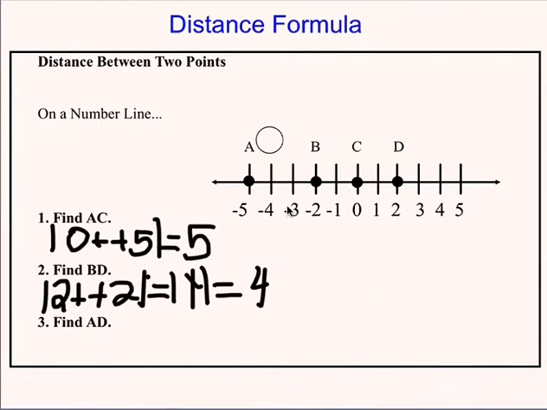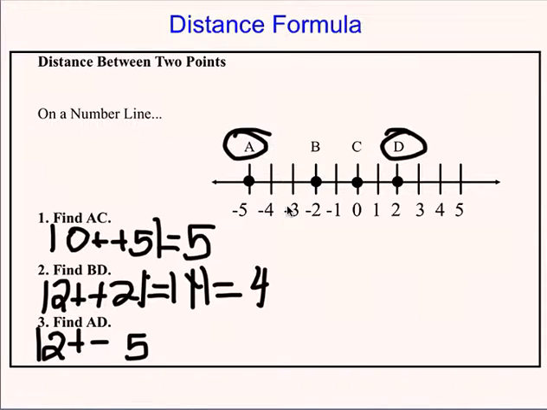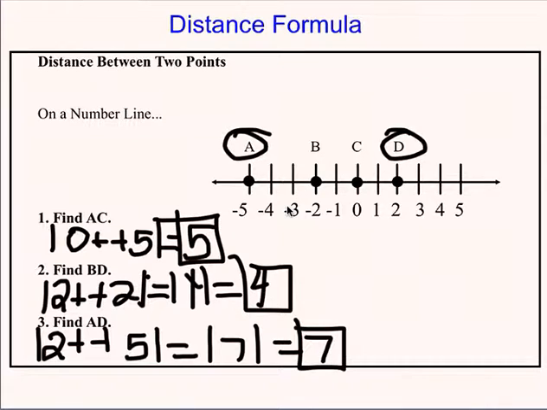Last but not least, let's take a look at AD. So I'm going to take the farthest right, which is 2, and subtract off the farthest left, which is negative 5. So that's going to become plus a positive. And then I'm going to get the absolute value of 7. Well, the absolute value of 7 is simply just 7. So that's my answer for number 3. So that's all it is when you're looking at a number line. It's really just simple subtraction.